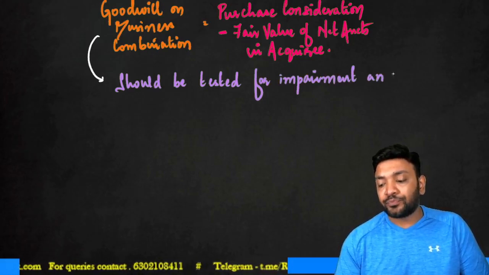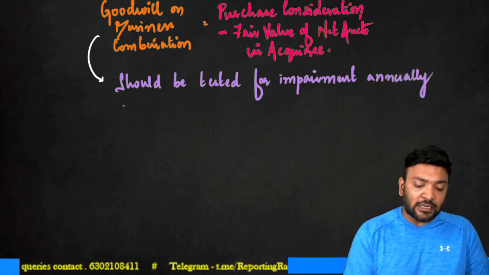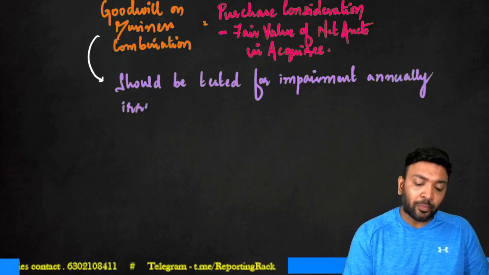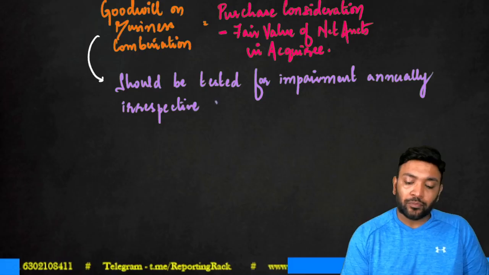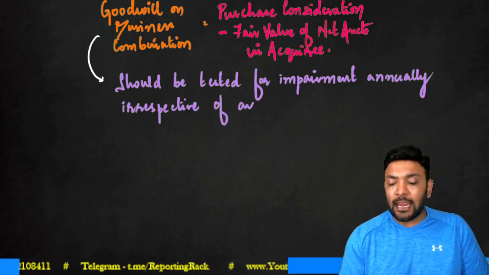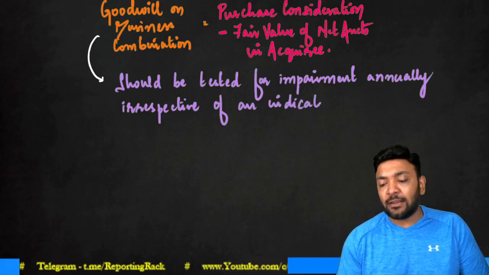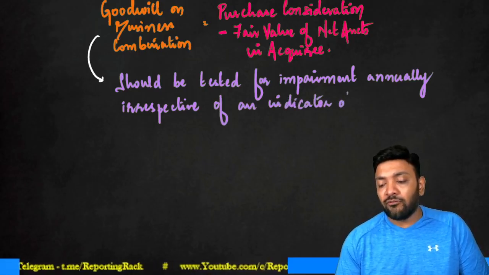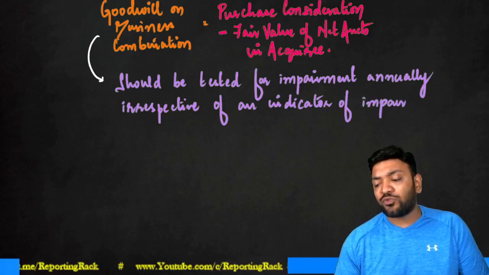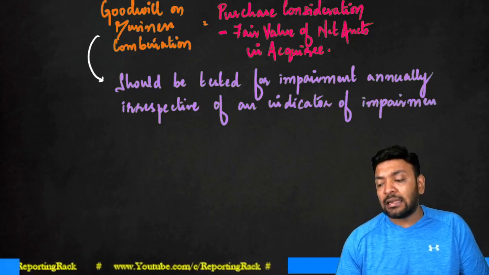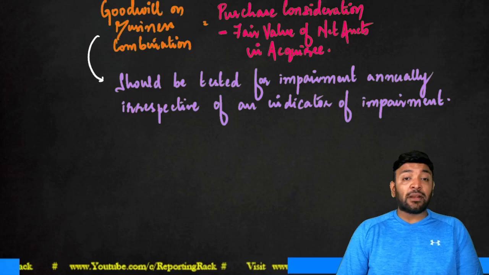annually, irrespective of an indicator of impairment. This we have seen right at the beginning itself. Whether there is an indicator of impairment or not, I'll have to test for impairment of goodwill at least once annually. Yes, this statement we have seen before.